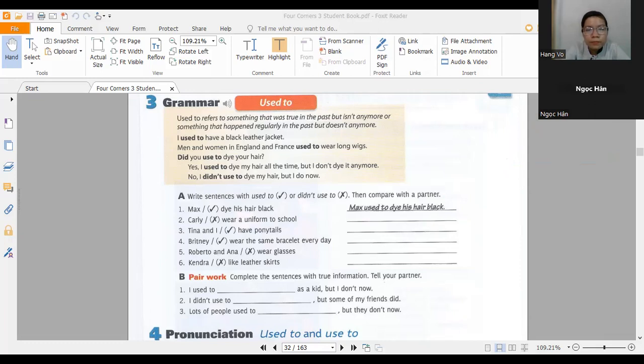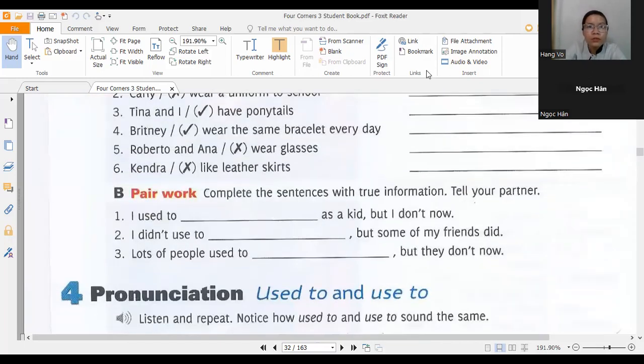I used to behave as a kid, but I don't know. Used to behave? Behave what? Like, did you used to behave badly or well? Badly. Oh, badly. Okay, I see. All right, let me fill it in for you. So you said, I used to behave badly. Okay, now number 2. I didn't used to have friends, but some of my friends did. I didn't used to have friends. Ah, okay. Have friends, okay. I didn't have many friends.